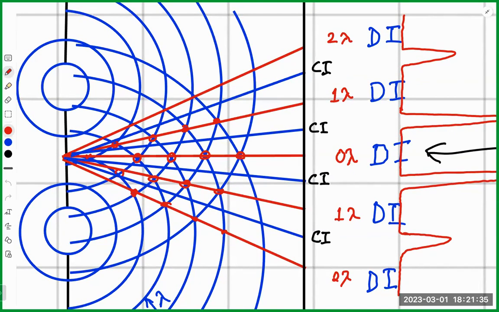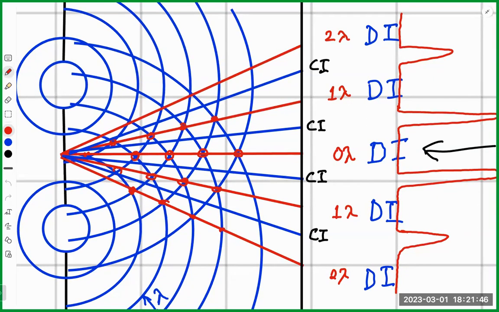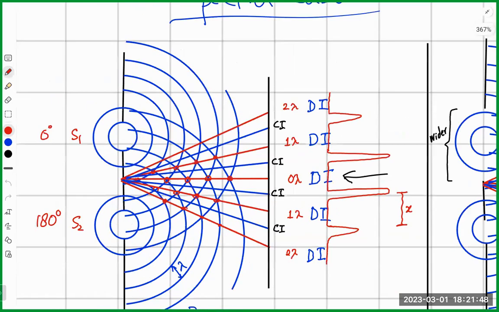The points where you see zero, the red lines, are destructive interferences, and the blue lines point to constructive interference. Where the phase difference becomes 180 degrees, one wave will bring a crest while the other wave brings a trough. So crest and trough, or waves which are 180 degrees out of phase, will produce destructive interference.